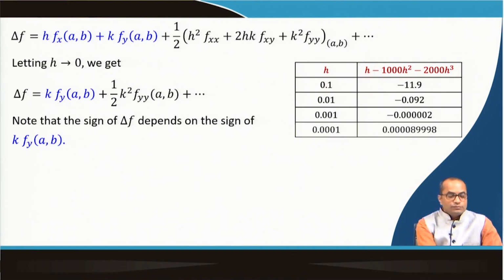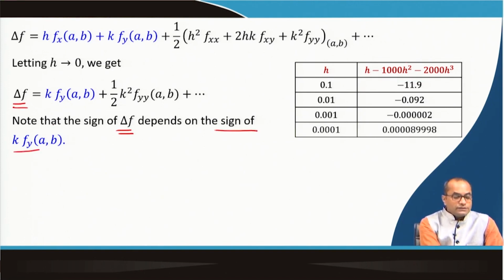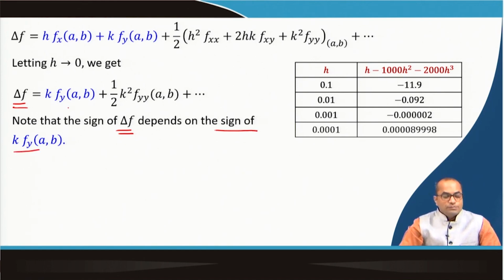So, with a similar argument, here we said that the sign of this delta f will depend only on the sign of this k f_y(a, b), but it may happen that this holds only for a very, very small k, but that does not matter. We are talking about the neighborhood, and that neighborhood can be very small for this existence, for the maxima or minima, local minimum or maximum.